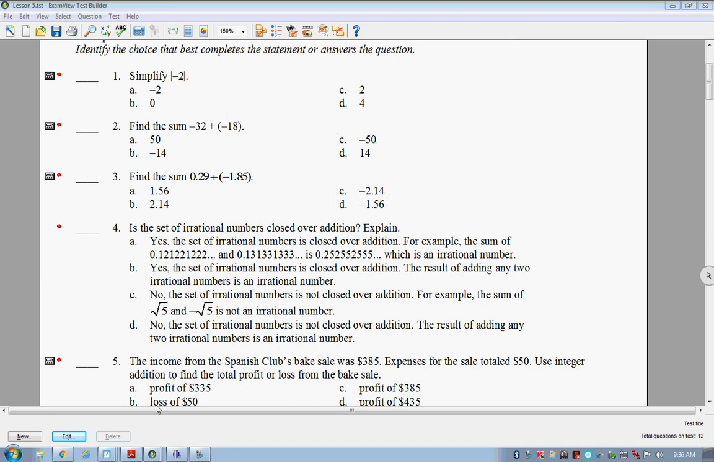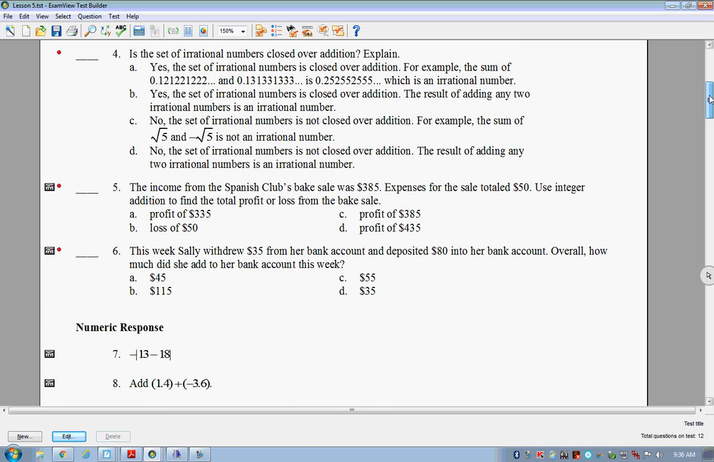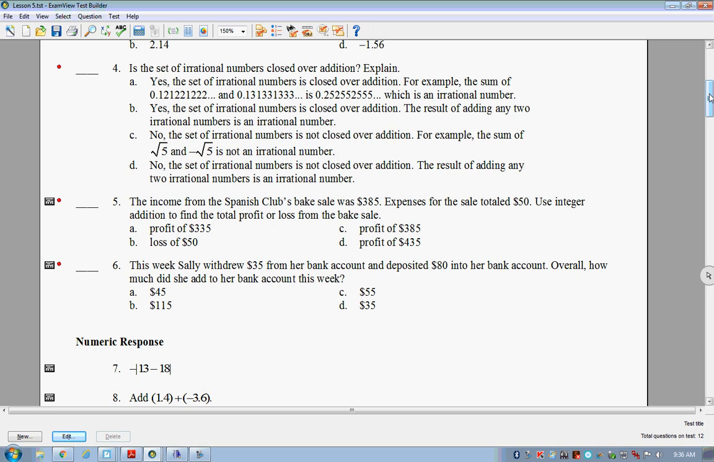Let's look at question number 4. Let me look at my answer sheet here. Nope, wrong thing. Is this set of irrational numbers closed over addition? I'm going to go ahead and give you the answer on this. The answer is C. No, the set of irrational numbers is not closed over addition. For example, the sum of radical 5 plus negative radical 5 is not an irrational number.